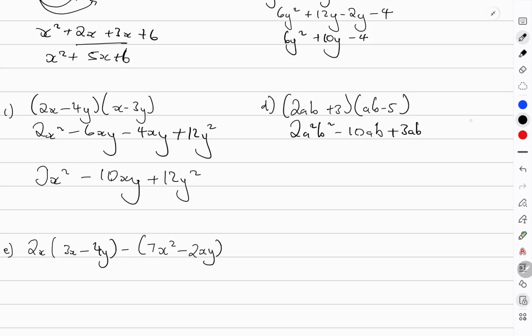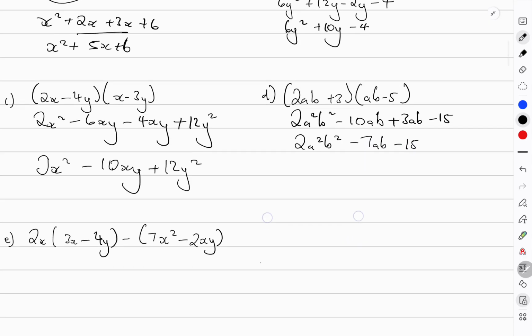The very same 3 will multiply the negative 5, which is going to give us negative 15. These two are like terms because they have the same letter and the same power. Therefore, I'm going to have 2a squared b squared minus what is negative 10ab plus 3ab, which is going to give us negative 7ab minus 15, right?